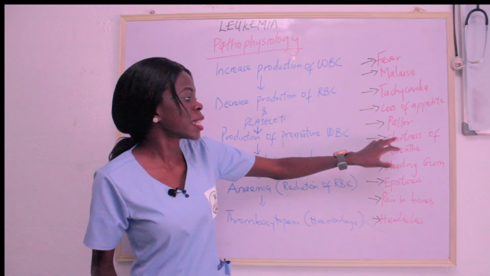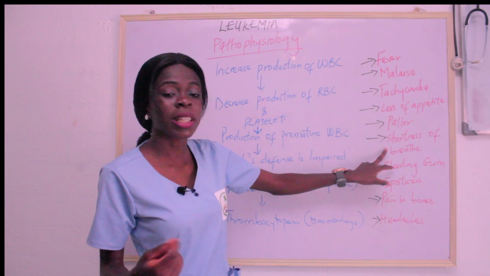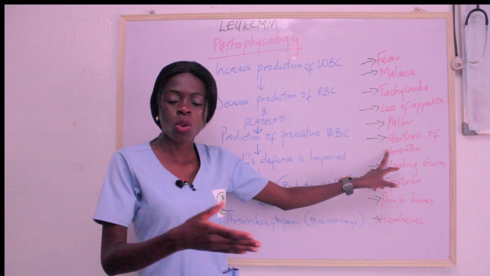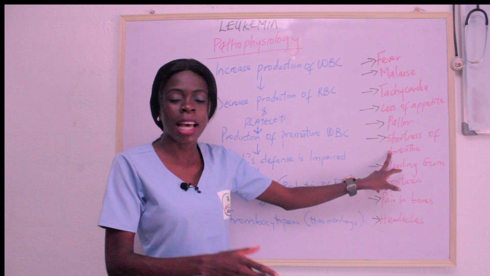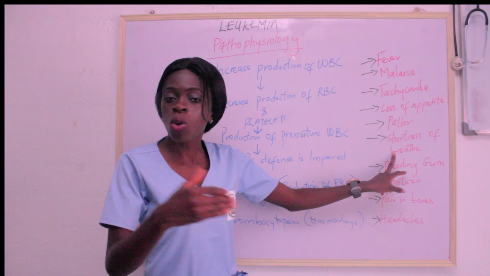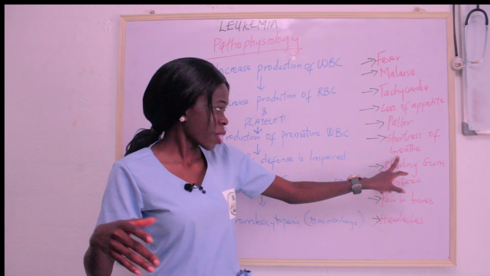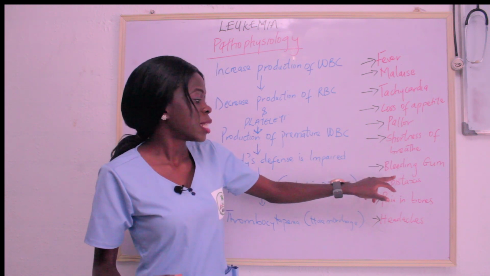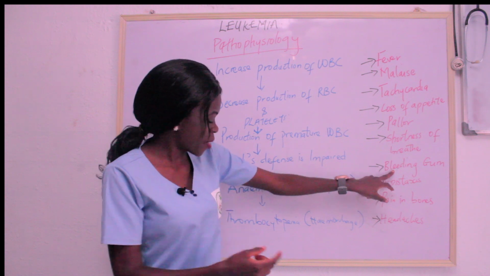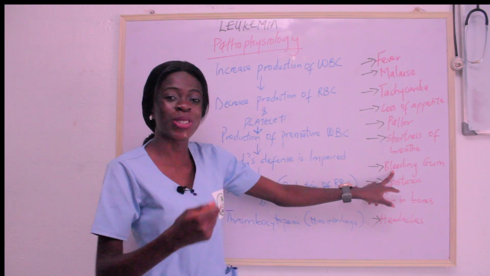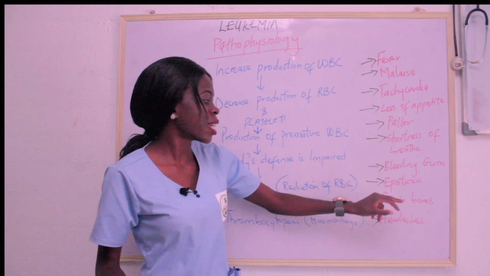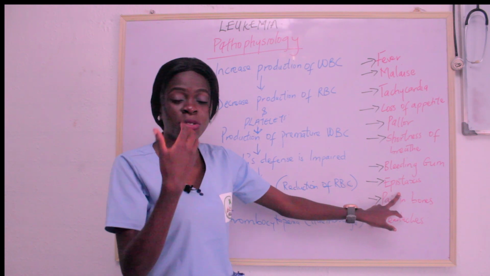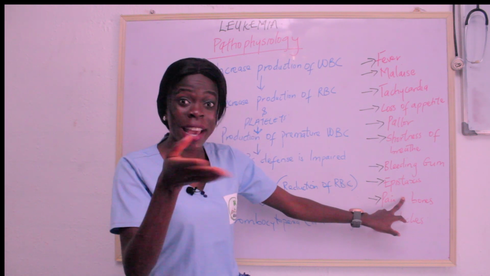There's loss of appetite, there's pallor, there's shortness of breath. Remember, there's little oxygen in circulation. So there's going to be shortness of breath. There's bleeding gums. You know why now? Because of this thrombocytopenia, reduced platelets in the body. There's epistaxis, bleeding from the nose. The patient bleeds anywhere easily.